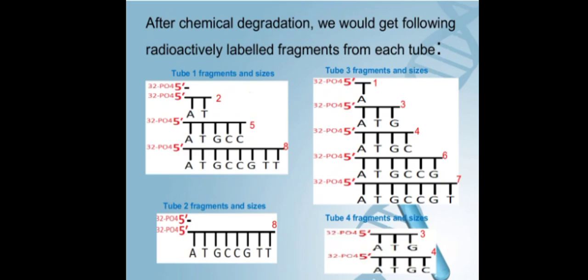Ultimately, the DNA is broken down into a number of fragments. We will get a number of fragments from each tube. From tube 1, we get 3 fragments because there are 2 guanine and 1 adenine, and the chemical cuts the strand at these positions. From tube 2, we get 1 fragment because it breaks the fragment only at one position, that is at adenine. From tube 3, we get 5 fragments because there are 2 cytosine and 3 thymine, and the chemical cuts the fragment at these positions. From the last tube, we get 2 fragments.